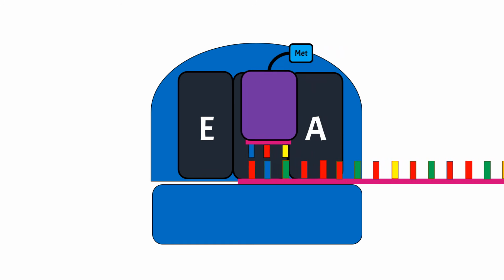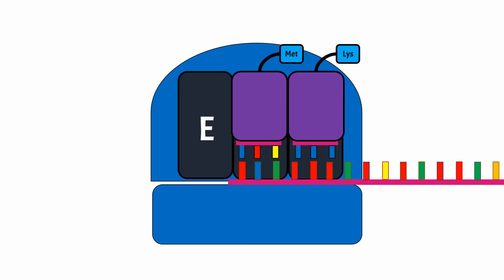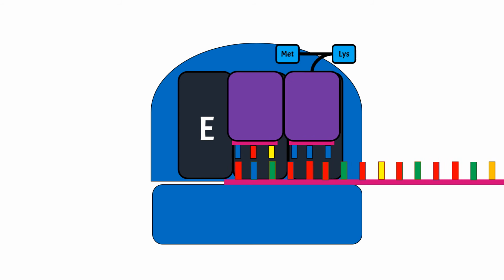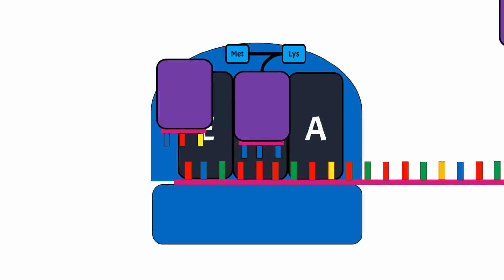Then it shifts over to the second site, called the P site, allowing a second tRNA to bind with the A site. With the two tRNA molecules firmly held in place, a peptide bond can form between the two amino acids, starting our polypeptide chain. The first tRNA detaches from its amino acid and shifts over to the final E or exit site, where it detaches from the ribosome and leaves to find a new amino acid.